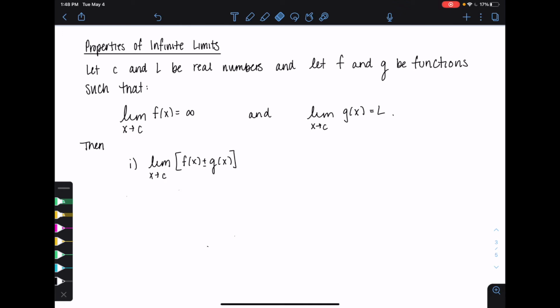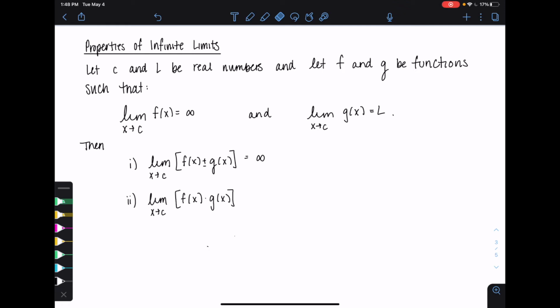So first, if I take f of x and I add or subtract g of x, it is going to do nothing. Infinity minus 10, nothing. Infinity plus 10, still blowing up to infinity. This limit is still going to equal infinity.